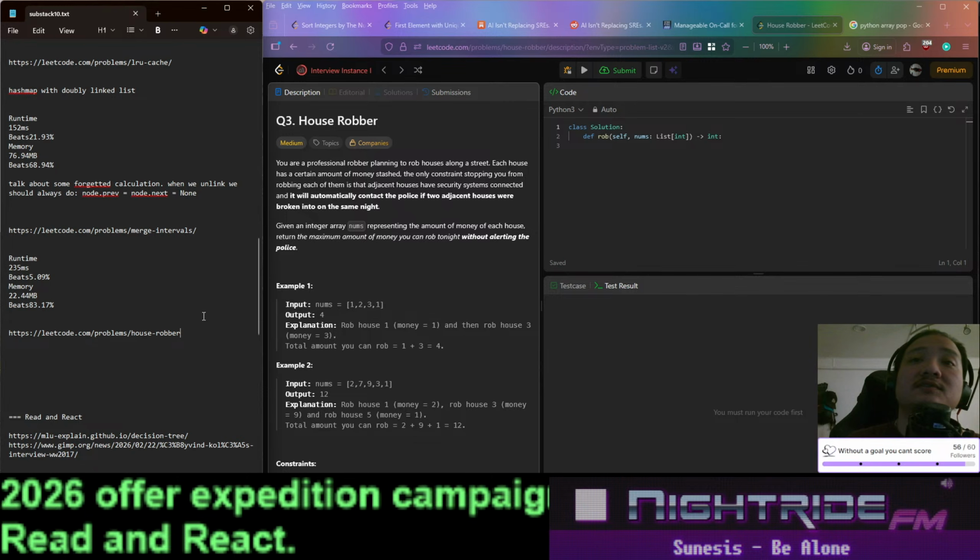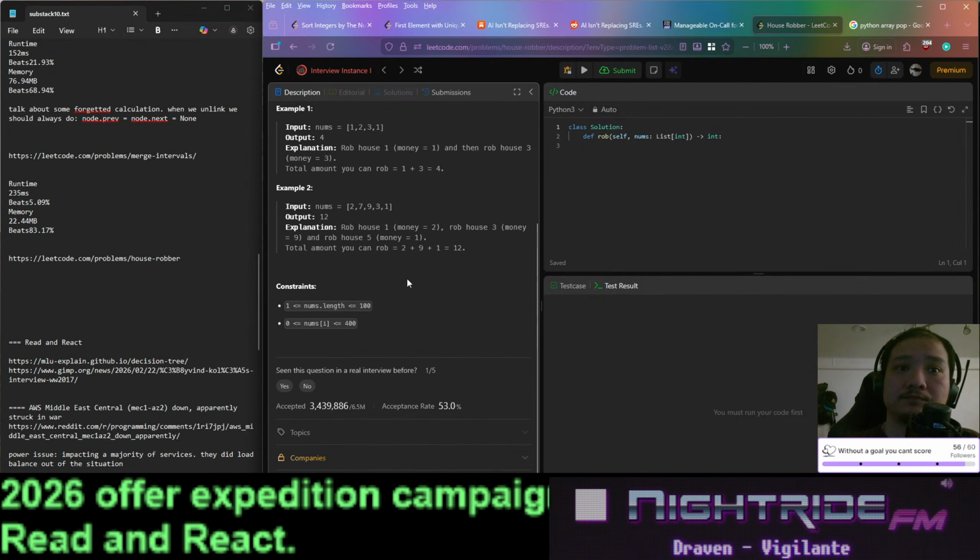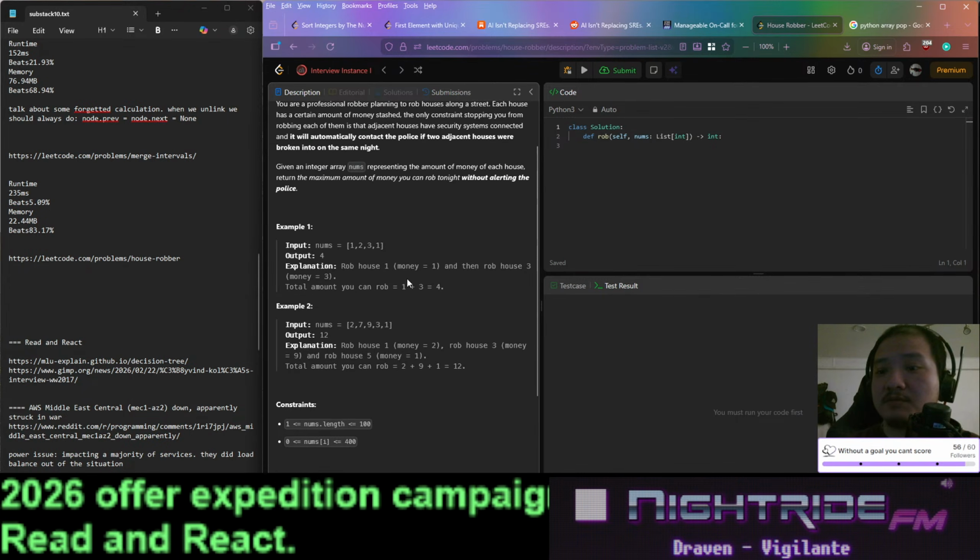Automatically contact the police if two adjacent houses were broken into. So that means if we pick the 1, we cannot pick the 2. We have to pick the 3, 4, 5, whatever. Right? This looks like a dynamic programming question, I think. So let me write them down on paper here. Go through some of the examples.